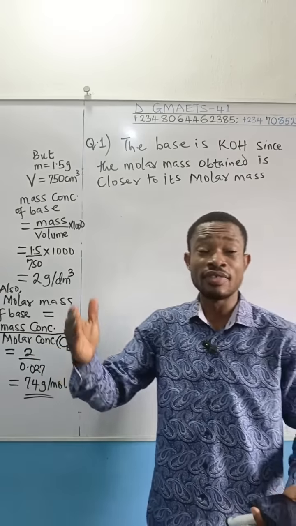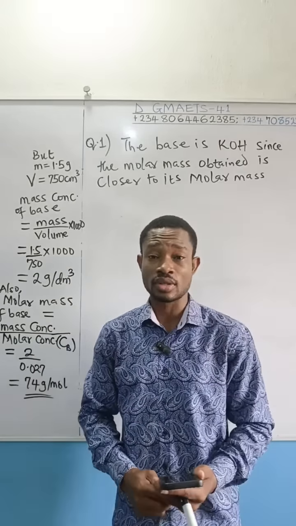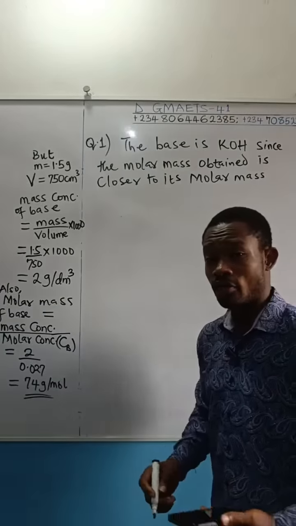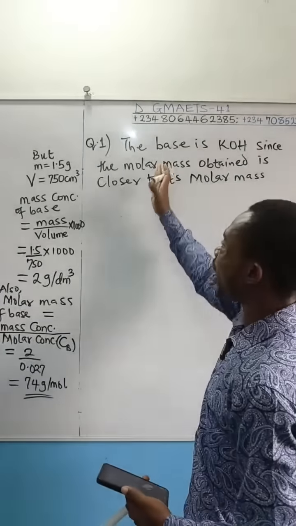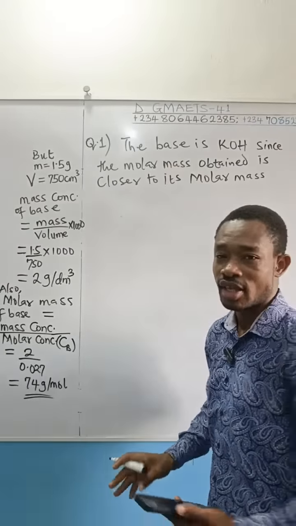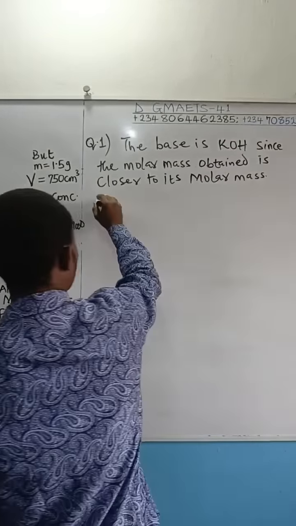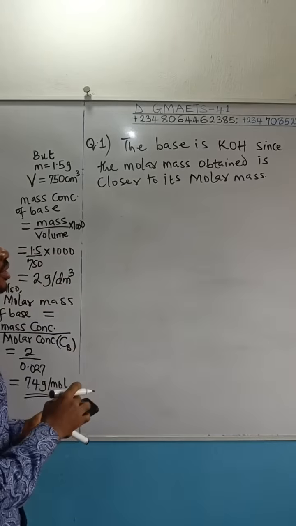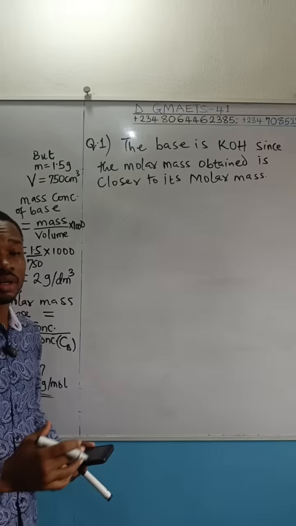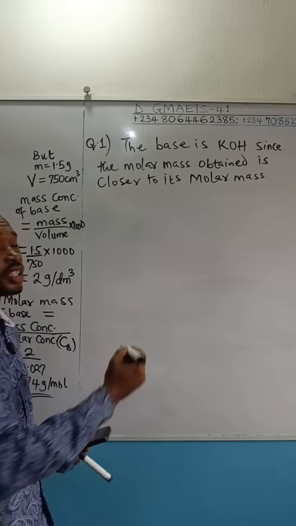Except otherwise, if the solution given to you has a problem with it, which is no longer your fault. And when that happens, that is why you have to write something like this for the examiner. All right, so having gotten this, we can now conclude. We are asked to write a balanced chemical reaction equation for this reaction.